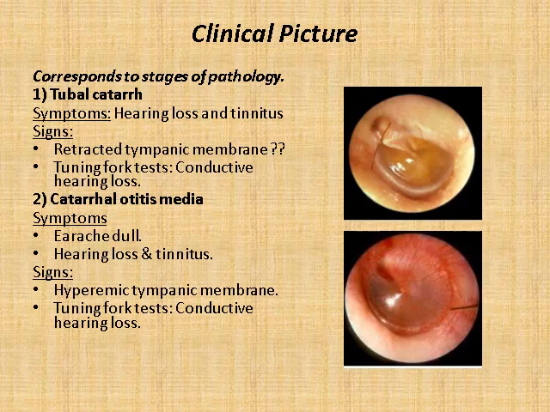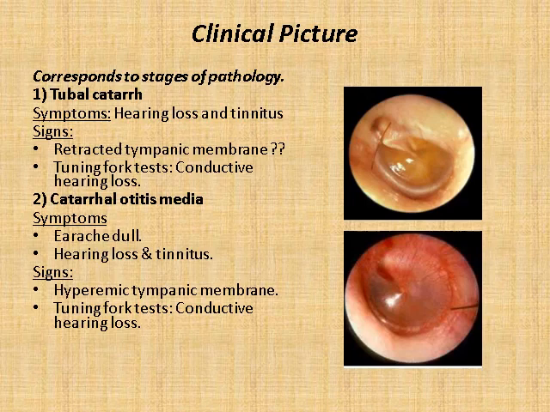What is the other sign that you can find during examination by tuning fork tests? You will find conductive hearing loss. What does this mean? This means that upon testing the patient with tuning fork, you will find that the bone conduction is better than hearing by air conduction. This is the first stage.